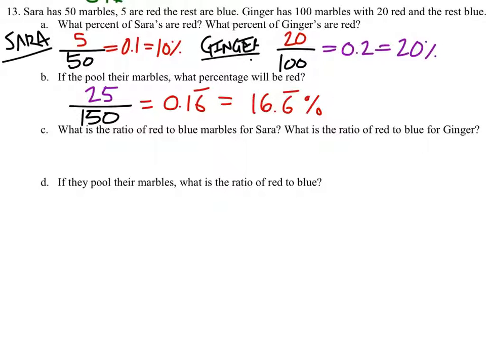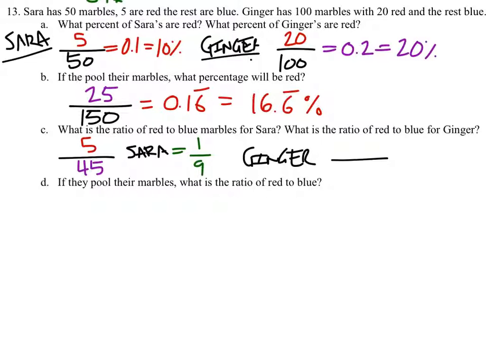What is the ratio of red to other marbles for Sarah? Sarah had red marbles, 5 of them. Now that's 50 total marbles, so the other ones, there would have been 45 total other marbles. And we could simplify that to be 1/9, if we wanted to. Then we got Ginger as well. Ginger had 20 marbles red out of 100, so the others, there would have been 80 total others. And this one would simplify to 1/4.